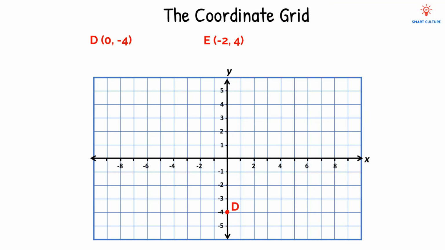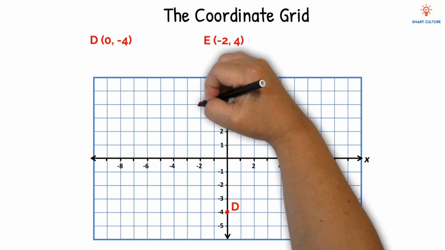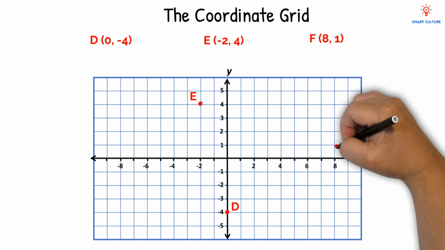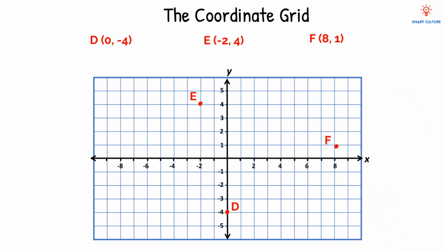Where will that go? It lines up with -2 on the x-axis and 4 on the y-axis, so it will go over here. Lastly, the coordinates of F are 8 and 1. Where do you think that will go? It lines up with 8 on the x-axis and 1 on the y-axis, so it will go over here.